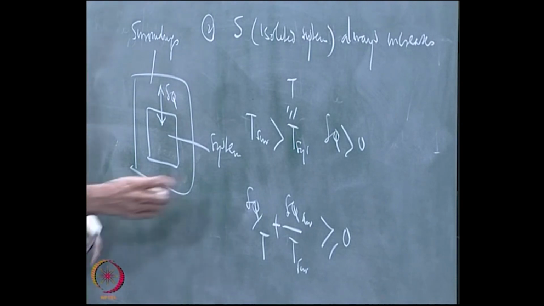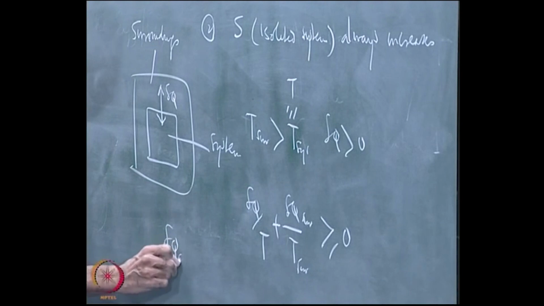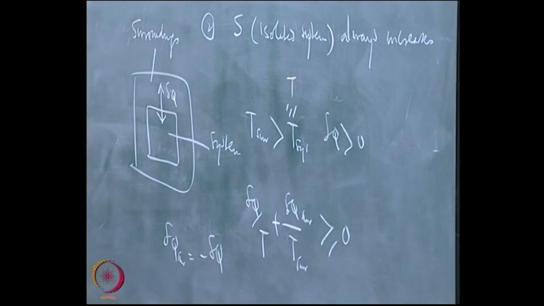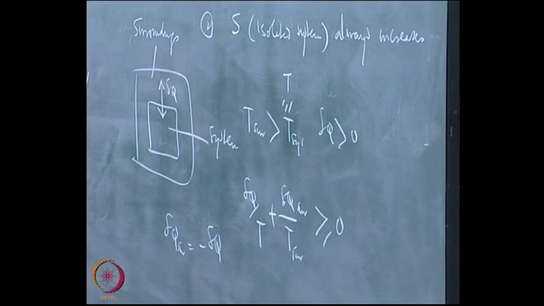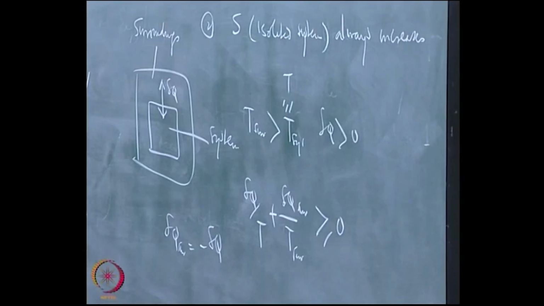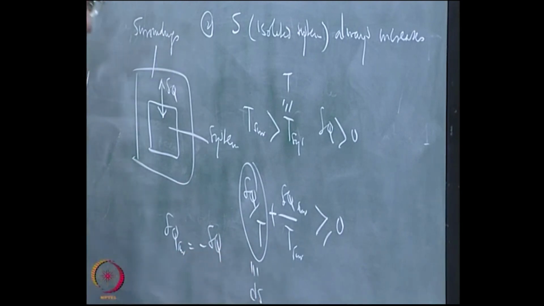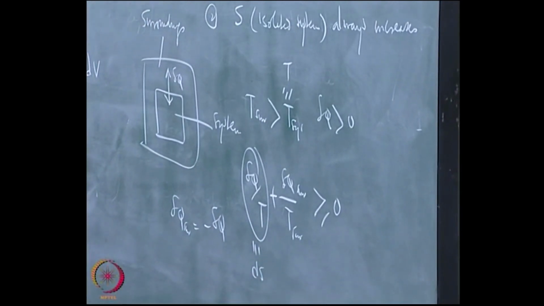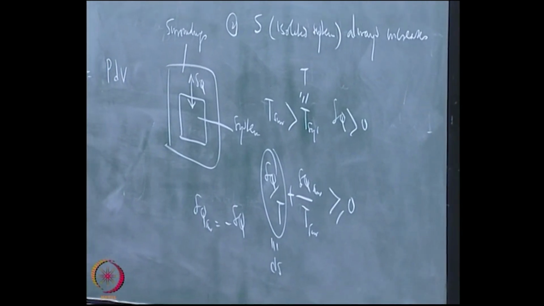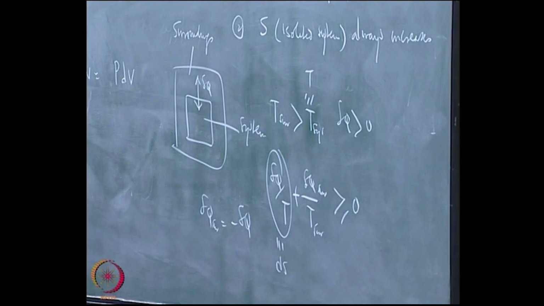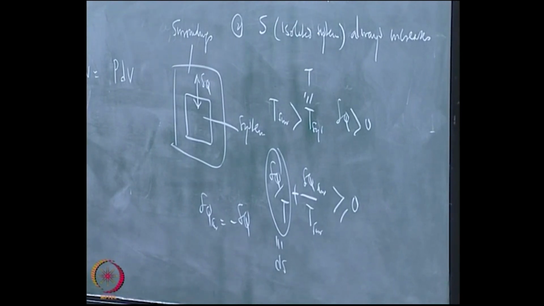This delta Q surroundings is equal to minus delta Q, because as far as the surroundings are concerned, the heat that it receives is the heat lost by the system. So delta Q by T is defined as dS, talking about a differential quantity of heat being transferred. Therefore I do not have to worry about whether the actual process is reversible or irreversible.